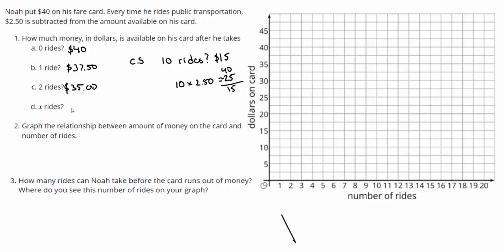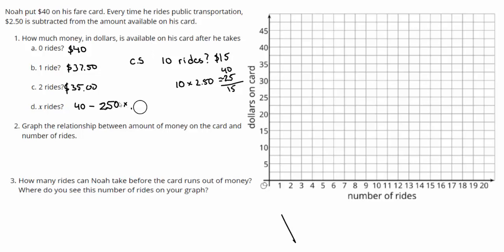So if he goes X rides, however many rides he takes, it is going to be $2.50 times X, but that'll tell me how much is taken off of his card. So I have to take $40 and take away that $2.50 times X. So I'm going to rewrite that a little bit.